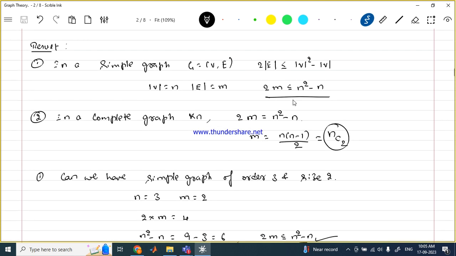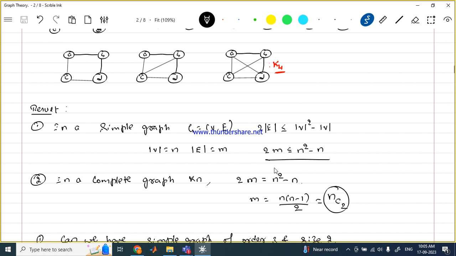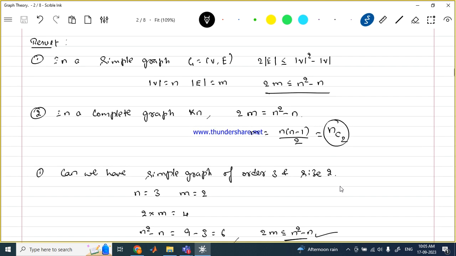And for a simple graph, it is always true that 2 times the number of edges is always less than or equal to n square minus n. Or we can just put it like this: 2 times number of edges is always less than or equal to nC2, that is choosing 2 vertices at a time out of n vertices and drawing an edge between them. And for a complete graph, these two numbers are exactly the same. So m is equal to nC2. The number of edges is directly equal to nC2.